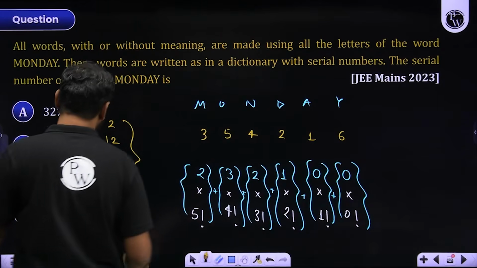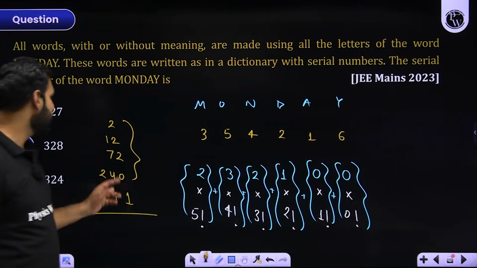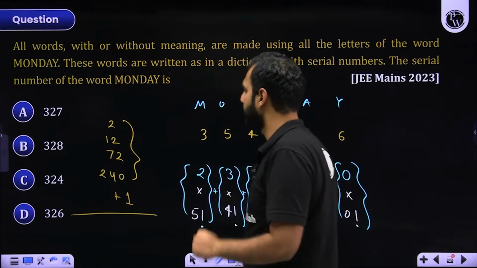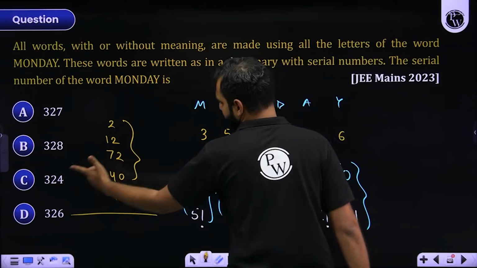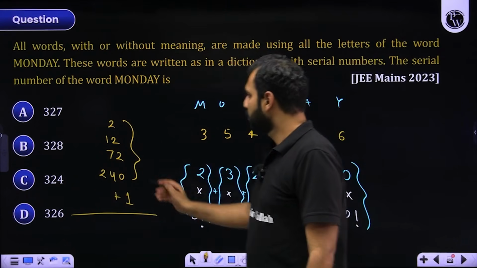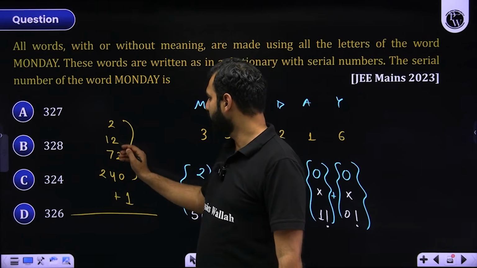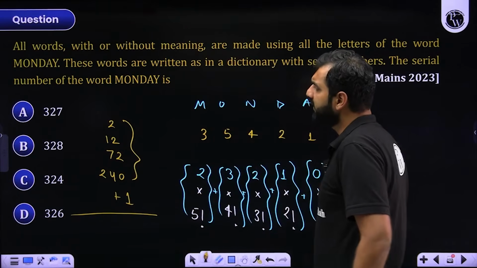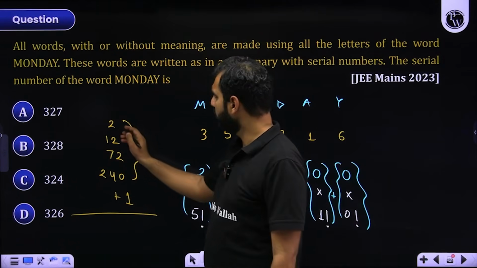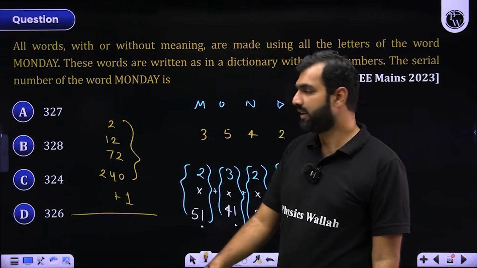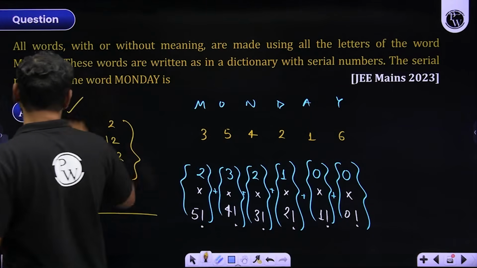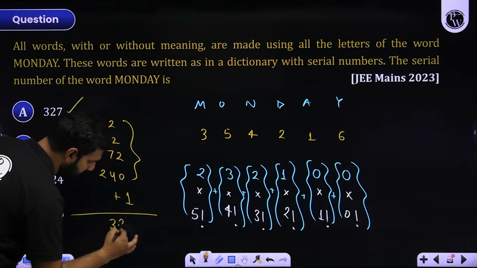So what does it mean? It means if I add 240 to, let's say, 72. So 240 plus 72. 240 plus 60 is 300. 300 plus 12 is 312. 312 plus 12 is, I think, 324. 324 plus 2 is 326. 326 plus 1 is 327, and that's your correct answer.